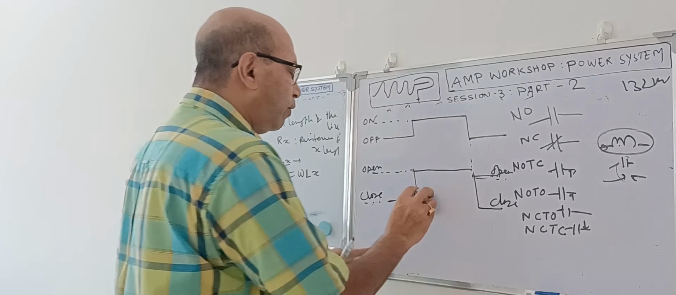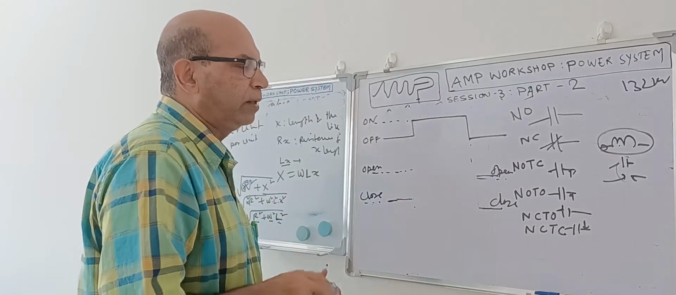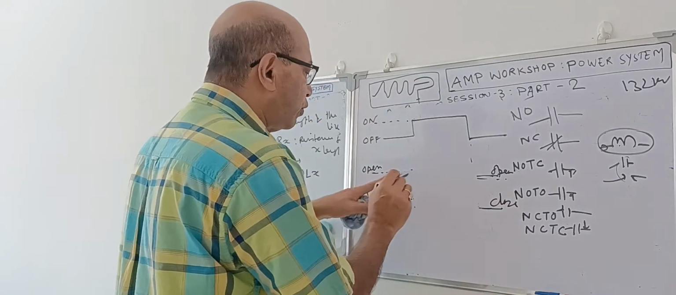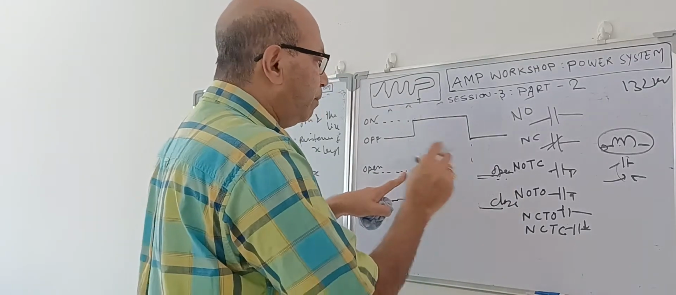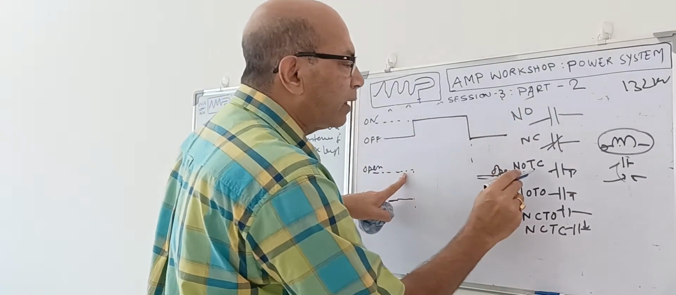Now the other four types of contacts are made out of these contacts for our operational flexibility. Take this NO contact: normally it is in the NO position, but the moment the power supply comes over here, it will not close immediately. It will take some delay to close.